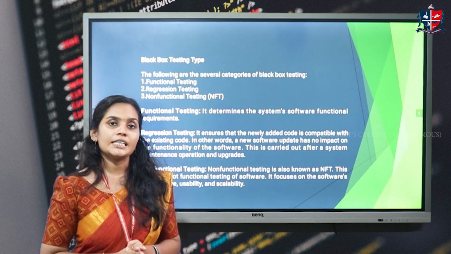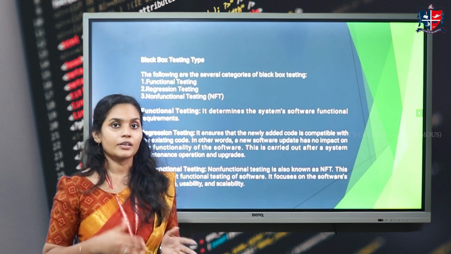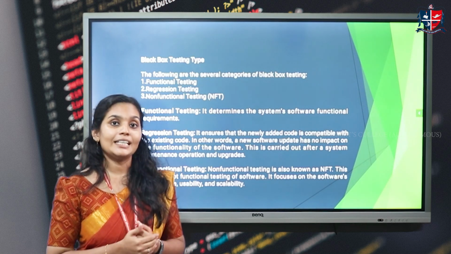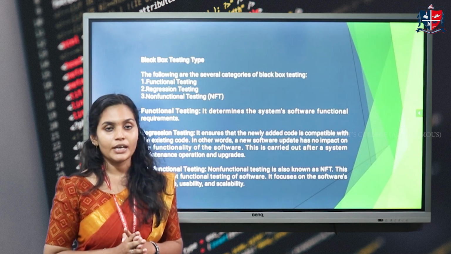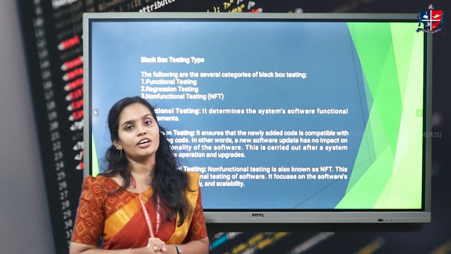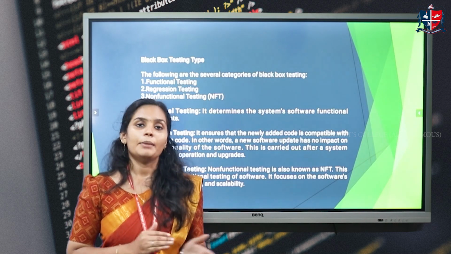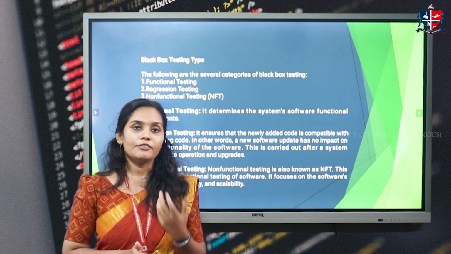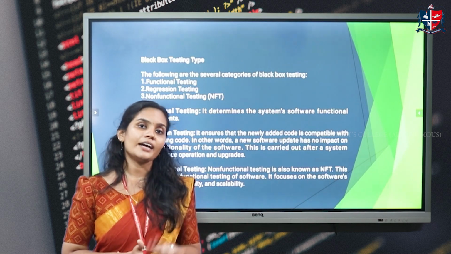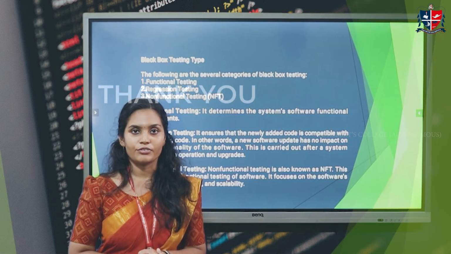Mainly, black box testing will only test the behavior of that particular software from outside, and it also validates the functionality of that particular software. But in the case of white box testing, it will also check the internal and external structure of that particular software. Thank you.